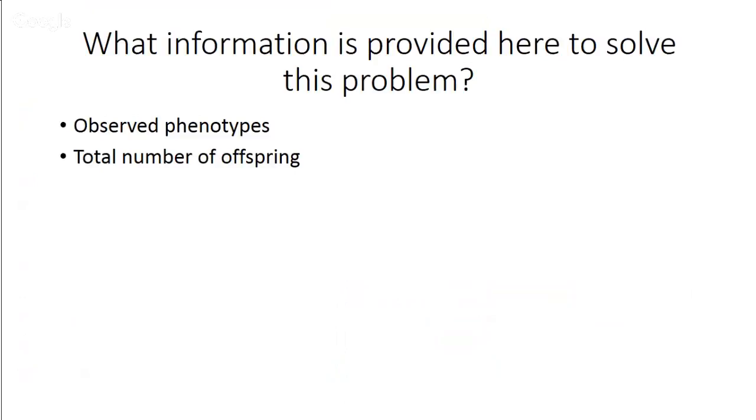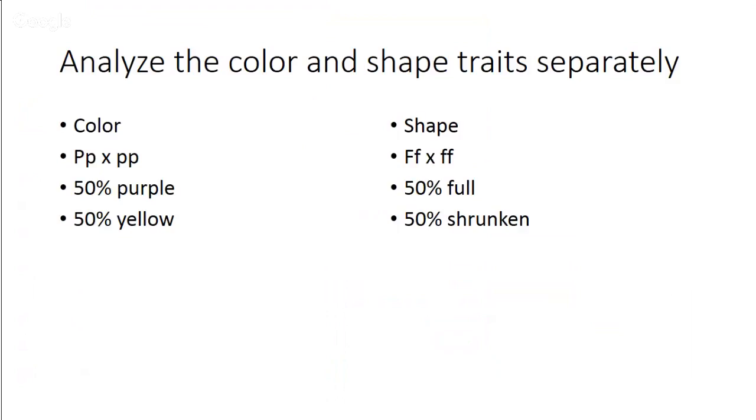So what information is provided here to solve this problem? What it gives us is the observed phenotypes. We don't have the expected, but once we do a cross, we can find the expected, especially since we know the total number of offspring, which happens to be 400 in this example. Okay, so first let's break them apart. Analyze the color and shape.